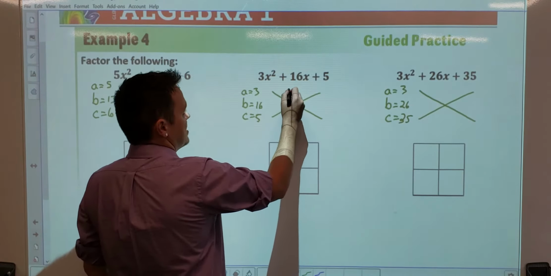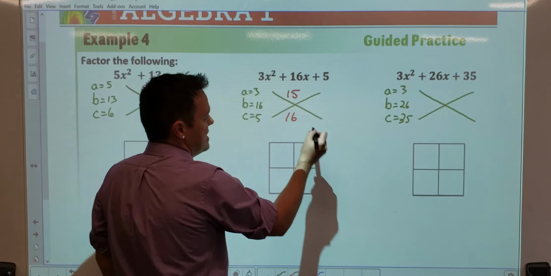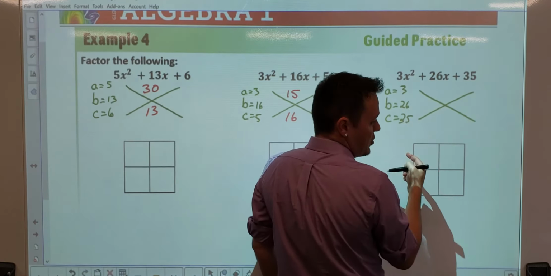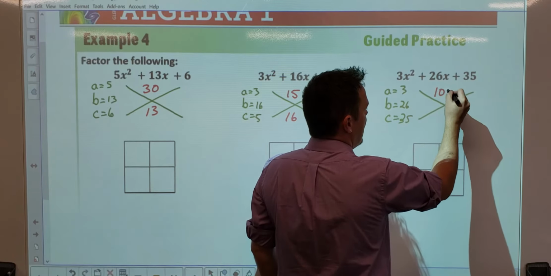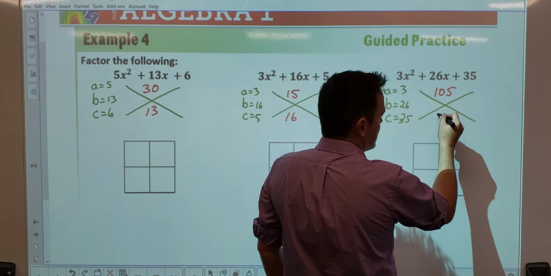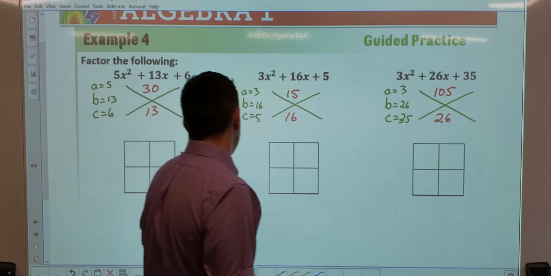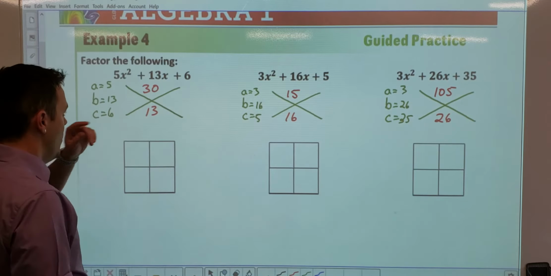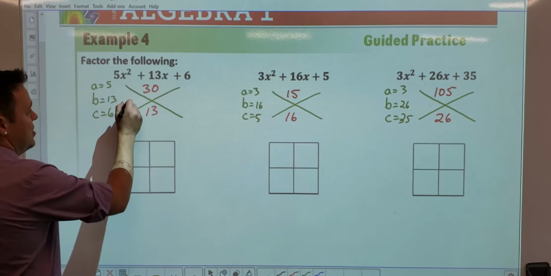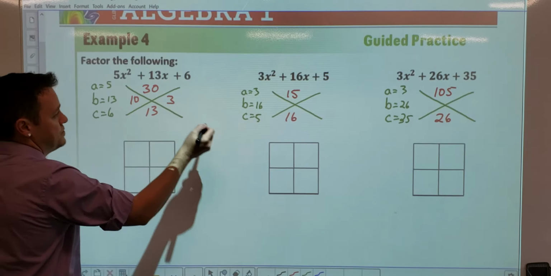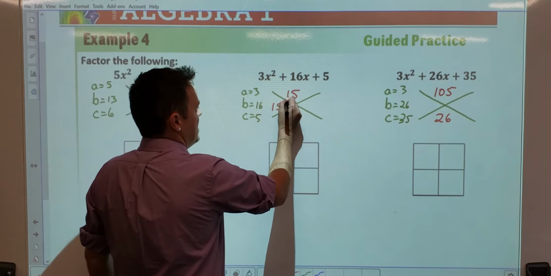All right, 3 times this would be 15. And then we have 16 down here. And then 35 and 3 together is 105. And then this bottom number is going to be 26. All right, ladies and gentlemen, now give me the terms, right? What two numbers multiply and then add? This would be 10 and 3. This one here would be 15 and 1.